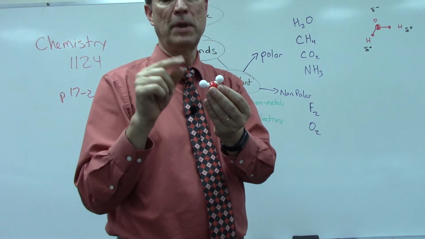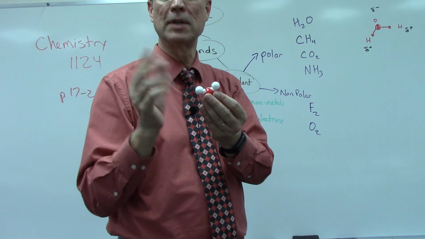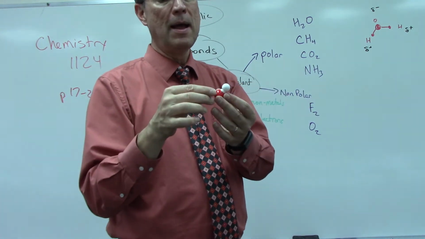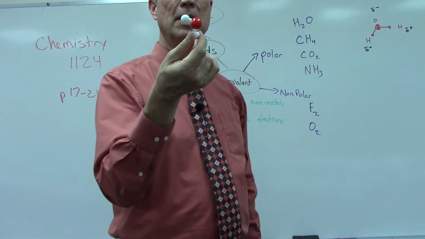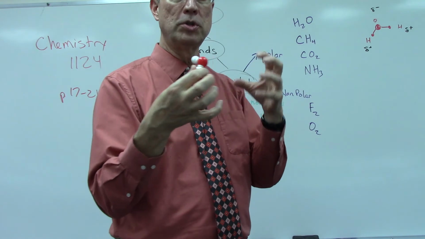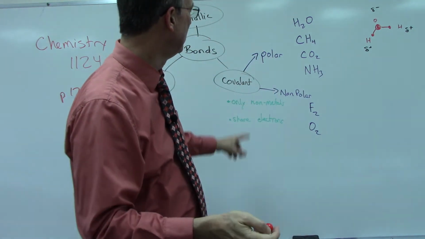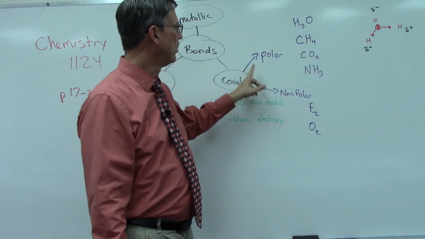Hydrogen had 1, but now it thinks it's sharing 1 of these electrons from oxygen, so it thinks it has 2. That's all hydrogen needs to be happy is 2. And so we have a molecule. Okay? So they're holding on to shared electrons, and that's what bonds them together. So that is a covalent bond. Let me come back to polar and nonpolar again in a minute.